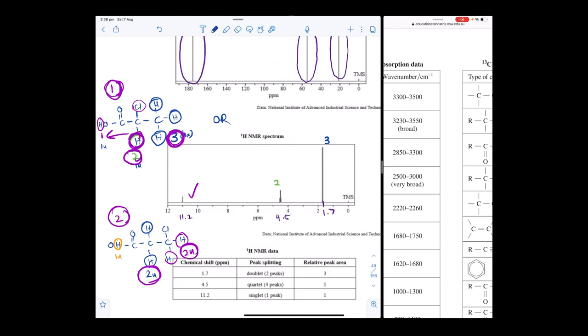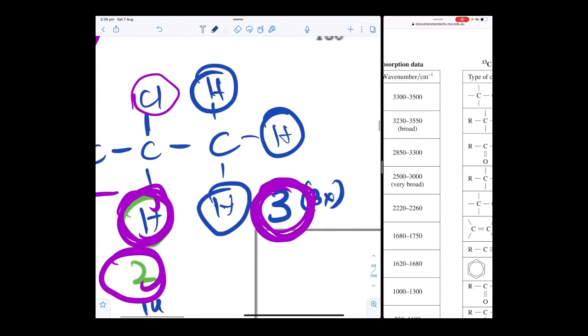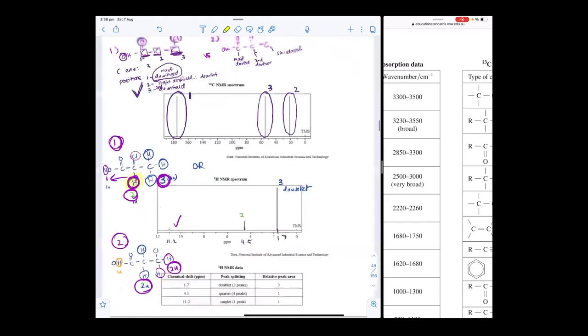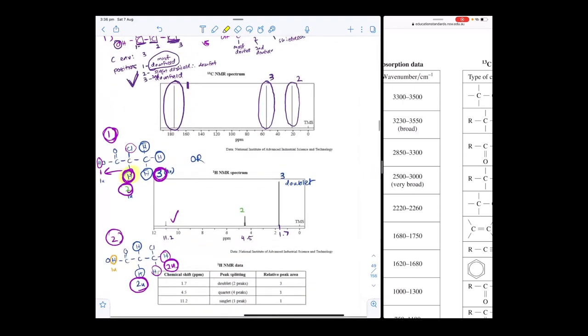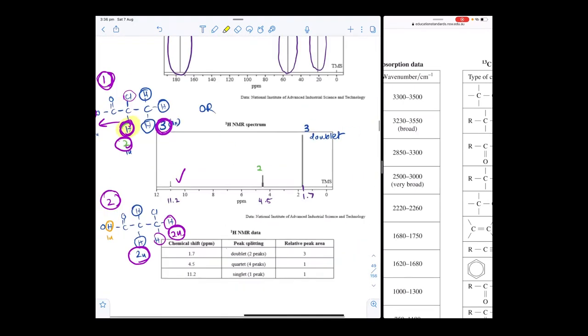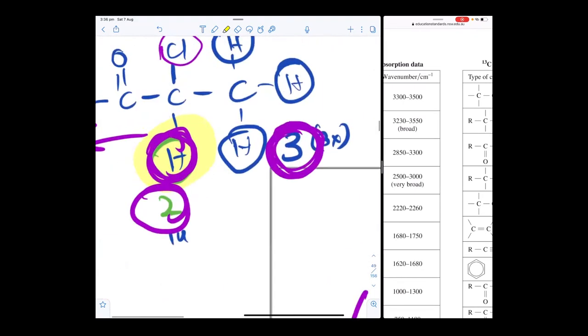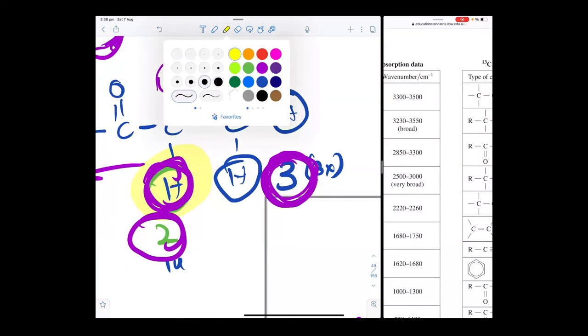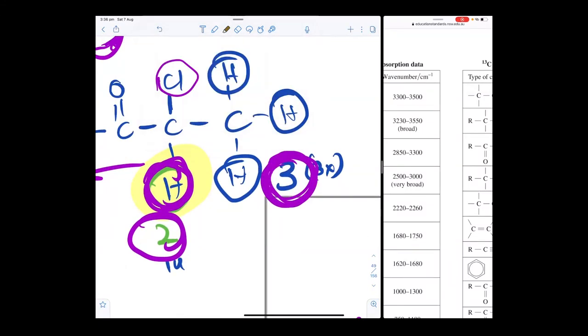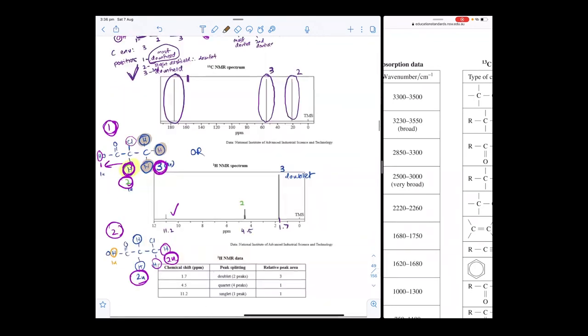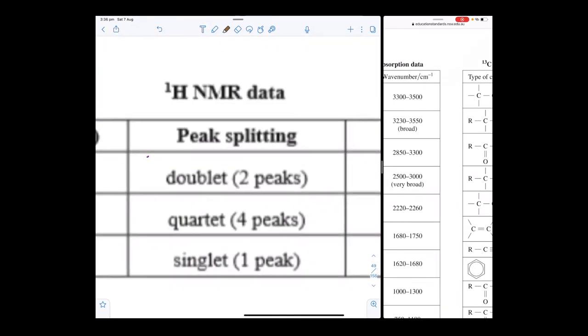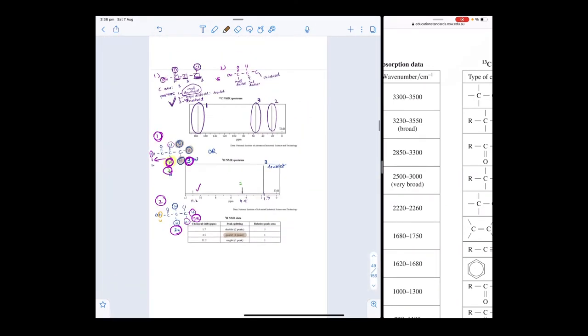And let's look at the splitting. We said this has to be a doublet. Does that make sense as to why it's a doublet? Look at the 3 hydrogen. How many adjacent hydrogens do we have? 1. So what's 1 plus 1? 2. Doublet. What about what we have here? A quartet. Okay. How many hydrogens in the adjacent environment to hydrogen environment 2? 3 hydrogens. And if you add 1, what do you get? 4. That's how easy it is, right?